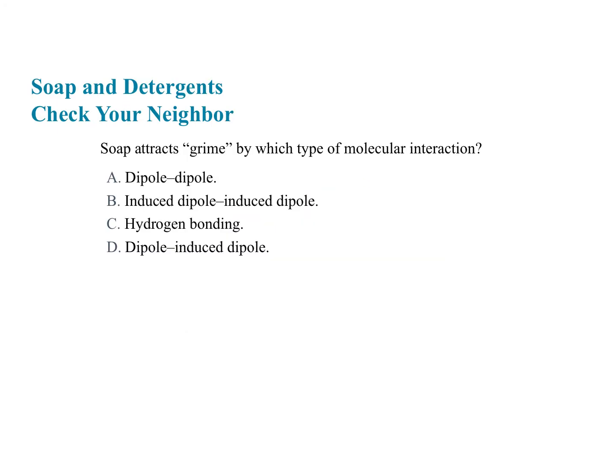All right, so let's check our understanding. We have some grime, and it is attracted by the soap. How is that accomplished? One option is the dipole-dipole interactions. One is induced dipole. The other is hydrogen bonding, and then dipole-induced dipole. We know that with soap, you have a nonpolar end of the soap molecule attracted to the nonpolar grime, and that means that you have induced dipole interaction.